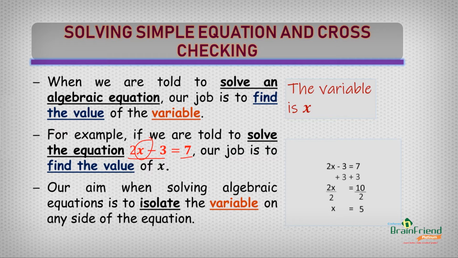Now, when we are told to find the variable, our aim is to isolate that variable on any side of the equation. From this illustration, we can see that at the end, our variable x was isolated on one side of the equation, which gave us our answer to be 5. We will see more of this in later examples.